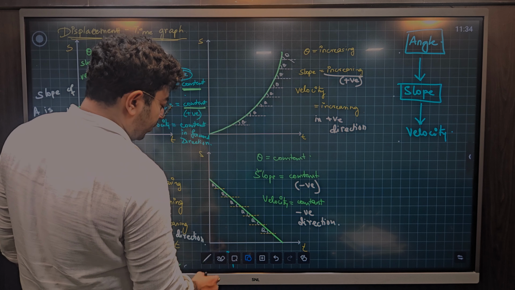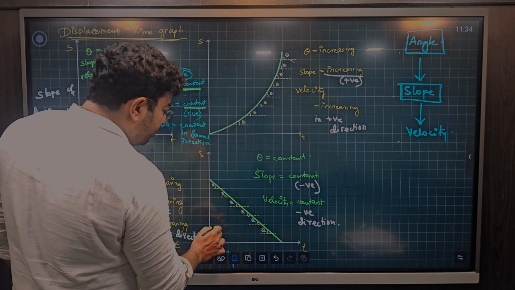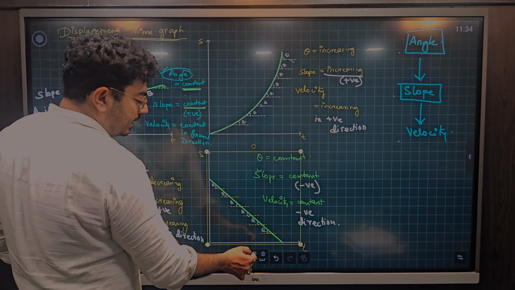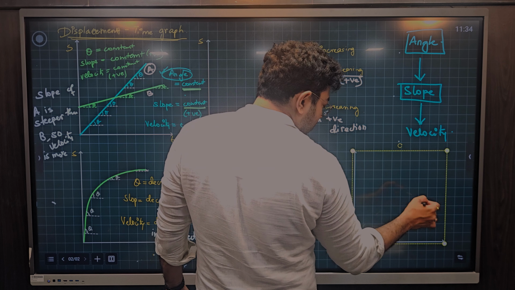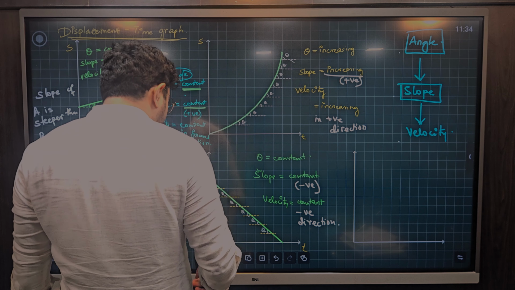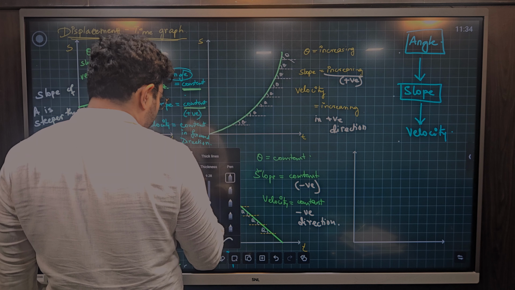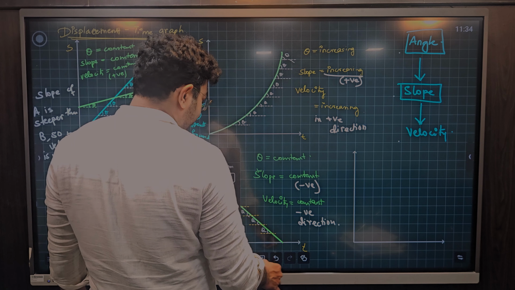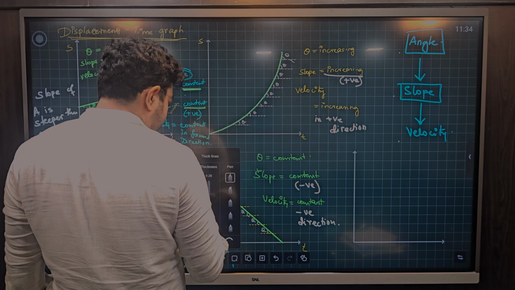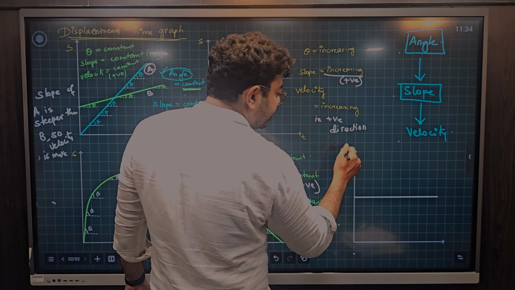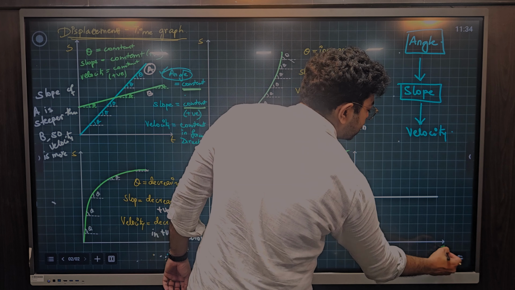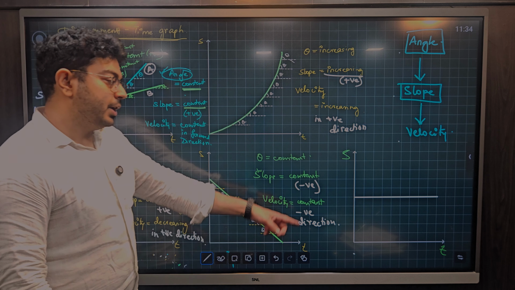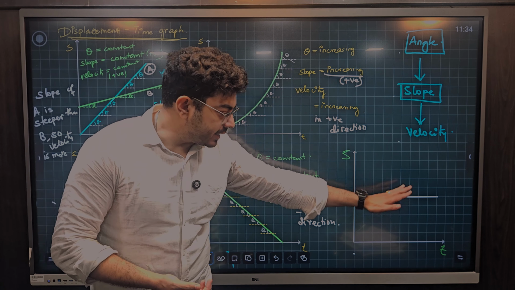One homework for all of you. The homework is very easy. What type of motion does this signify? This is a displacement time graph only. You have to tell me what is going on here.